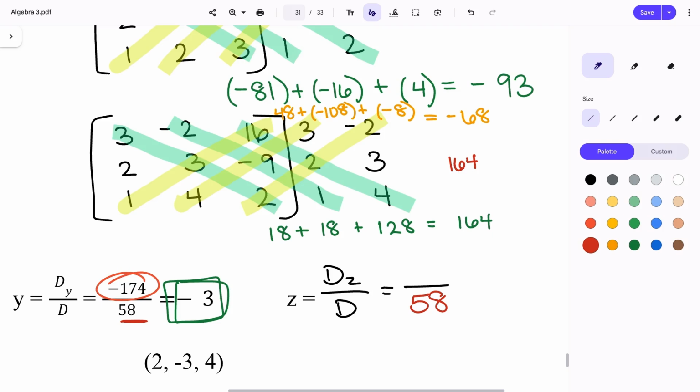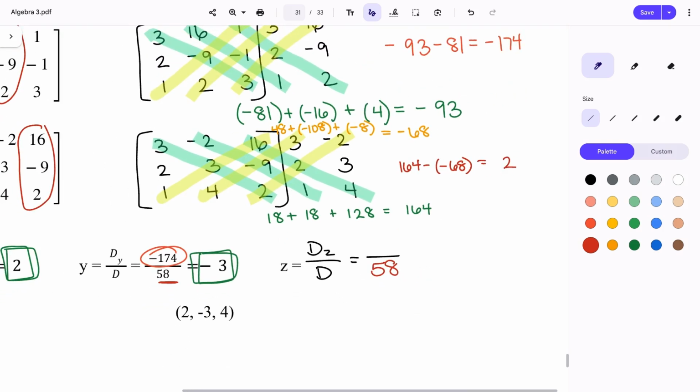You always take the sum of those products from the bottom, like your first set of diagonals, minus the other set. So what's that? 232. So down below, that's what's going to go on the top of the z, 232. What is 232 divided by 58? 4. And that's what they have written down below as well, because they wrote it then as an ordered triple, your x, your y, and your z.